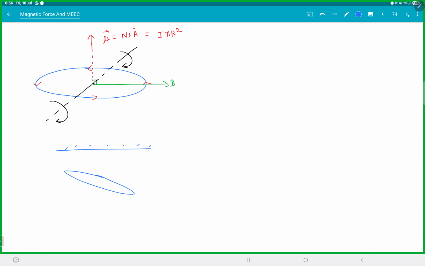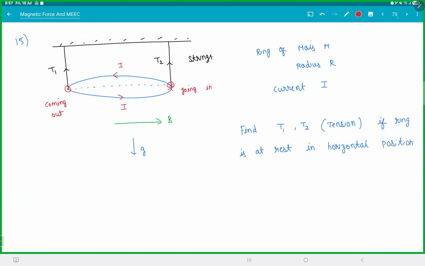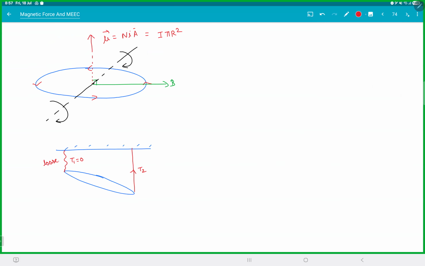There is a possibility the loop can become like this. So this side, the string becomes 0. This is how the rotation would be. So if you give a lot of current, this is what will happen. That's why in the question it is mentioned, it remains at rest in horizontal position. Clear with this? So the rotation is this way. Are you getting what is happening with the direction? How the ring is trying to rotate? It is trying to lift off clockwise.